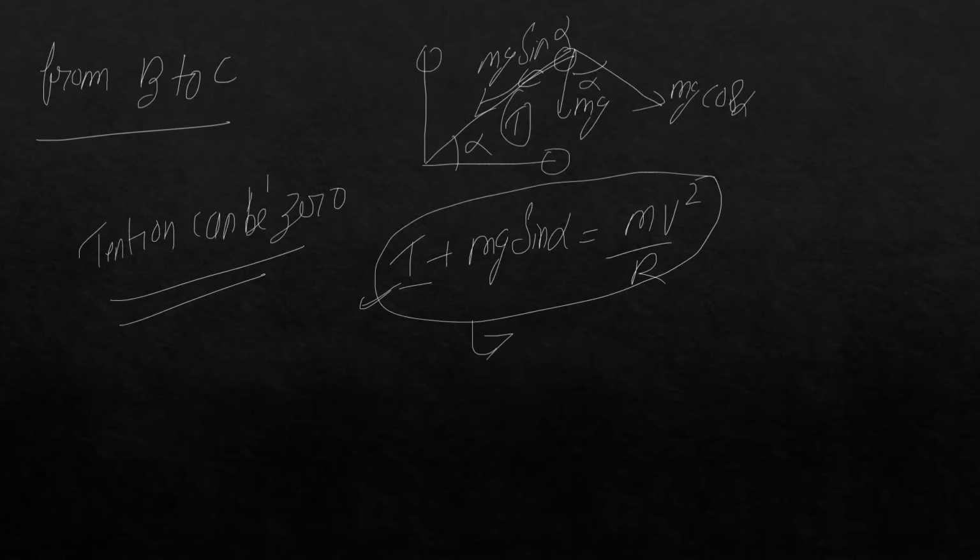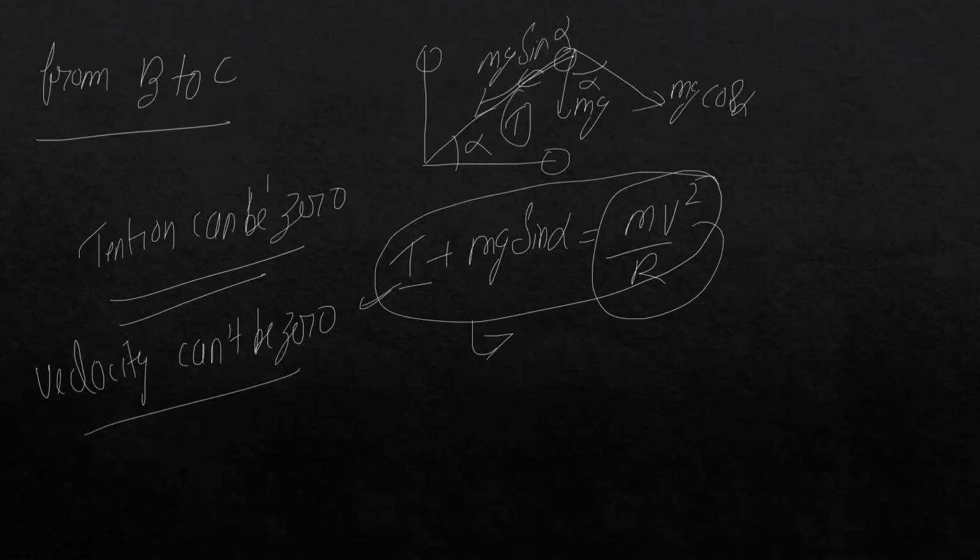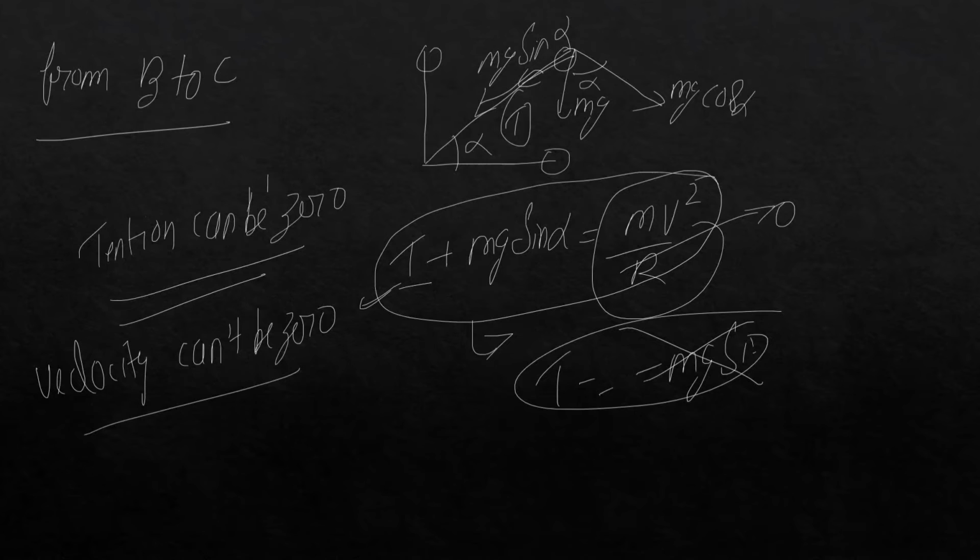But in this part, what is not true? That velocity can't be zero. Velocity can't be zero. So don't be confused. See the equation: if you make velocity zero, what is happening? If you make this part zero, what will happen? This becomes tension minus mg sin alpha. It can't be possible. So velocity can't be zero.